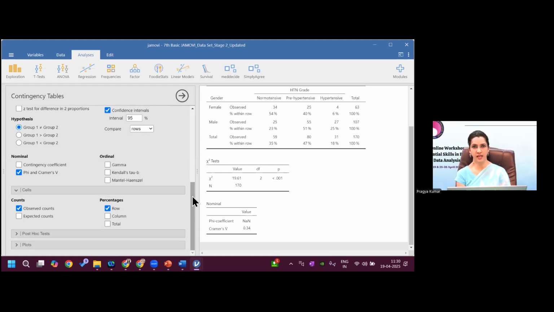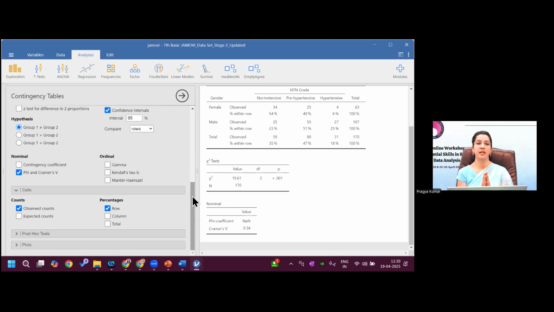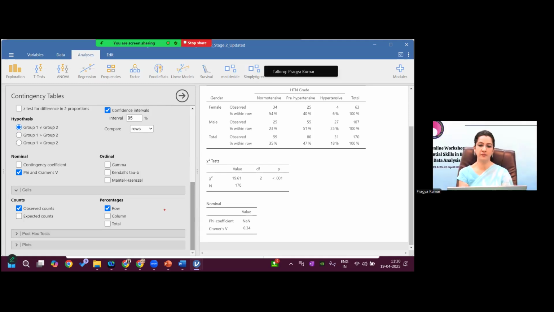I did not understand your question. You are saying that when you should report? Yes. Whenever, let me repeat, if the value of chi-square is significant, whenever this p value is significant, you should report this.